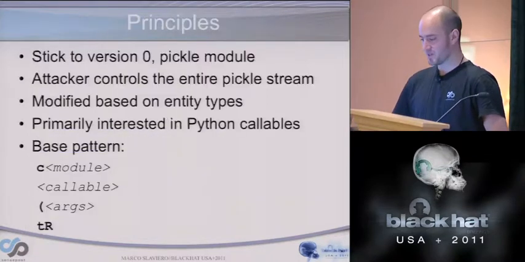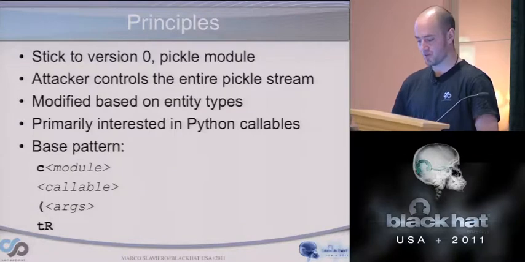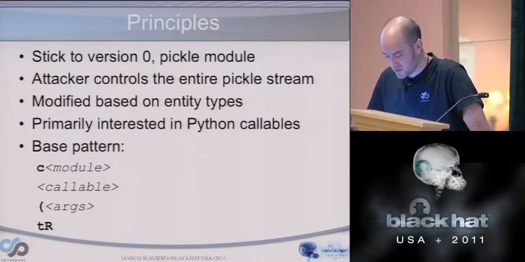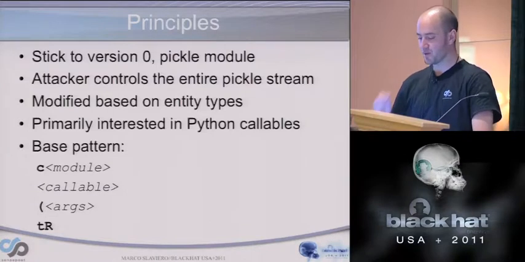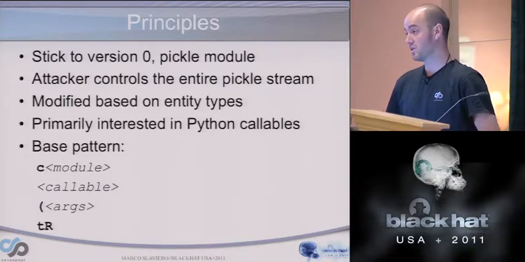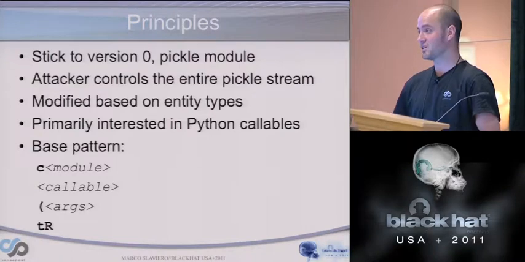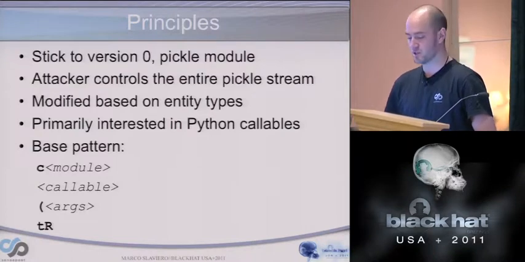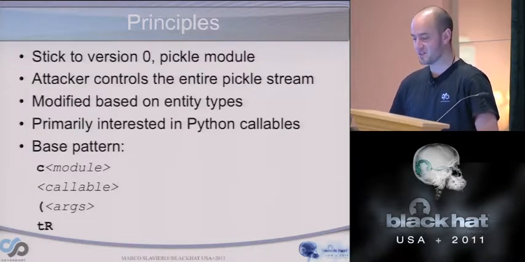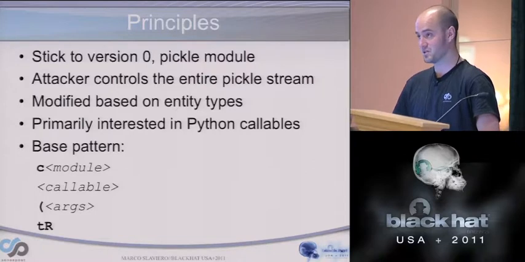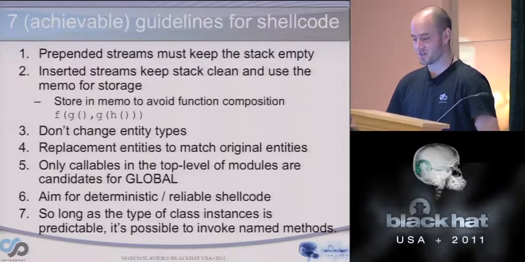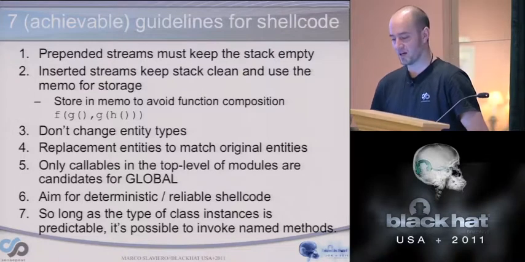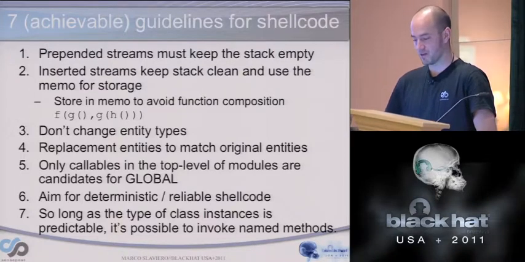Okay, so some of the principles when it comes to writing code, we want to stick with version 0, as I've mentioned. In fact, most of this we've already touched on, but right at the bottom, that is the base pattern that we're going to rely on, the ability to at least execute a callable with data that we choose. And so we're going to start to piece together various steps that allow us to, in the end, execute methods on class instances. So here are a few guidelines for writing shellcode.